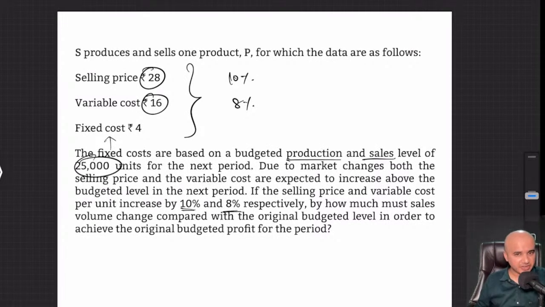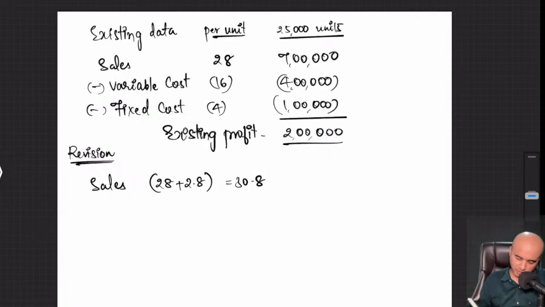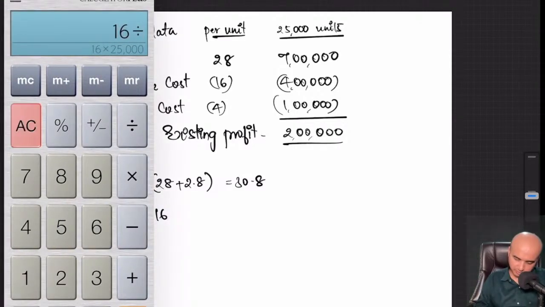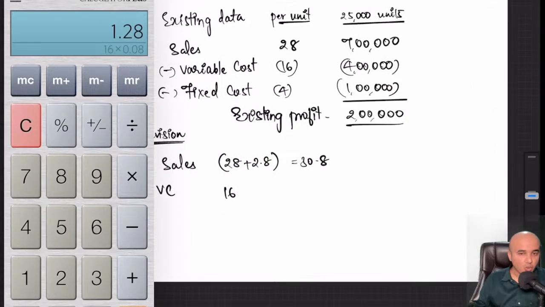Now, what about the variable cost? Variable cost, they say, will increase by 8%. Minus variable cost. So right now the variable cost is 16. So how much is 8% of 16? We'll have to do the math. 16 into 8%, it will be 1.28. That means my variable cost will increase by 1.28 rupees. So add that 1.28. So this will become 17.28.